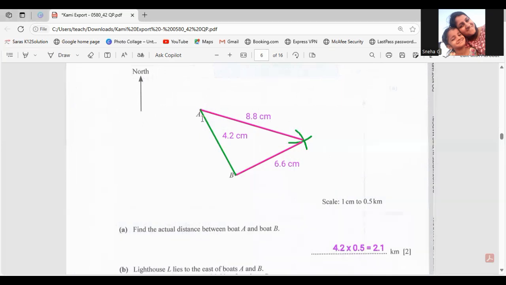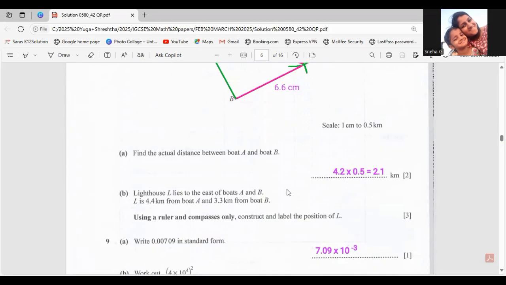So I took a ruler and measured the distance between boat A and B, which comes out to be 4.2 centimeters. And since 1 centimeter is 0.5 kilometers, for 4.2 centimeters, it is 4.2 multiplied by 0.5, which is 2.1 kilometers. The lighthouse is 4.4 kilometers from A and 3.3 kilometers from B. Use a ruler and compass only to construct and label position of L.